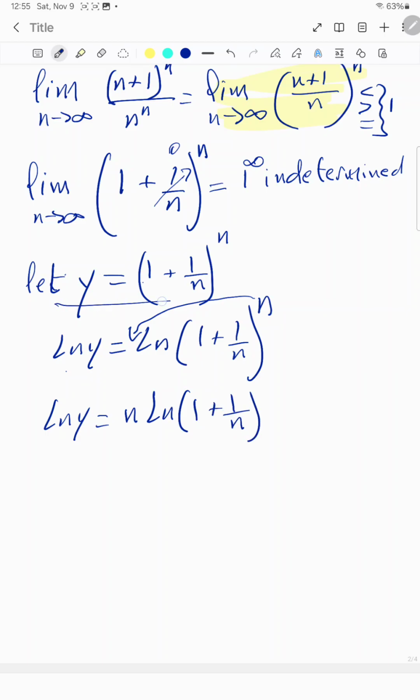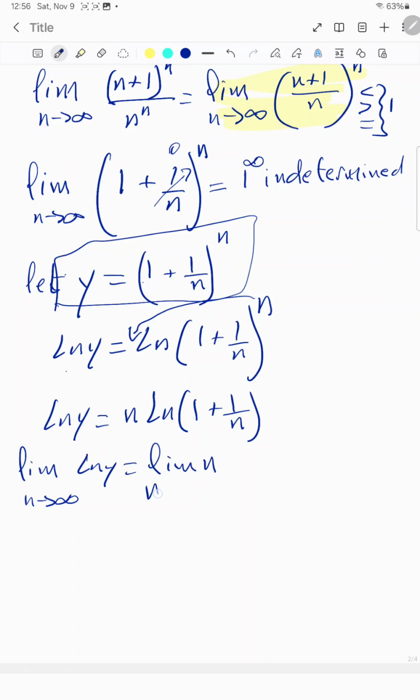Because my y is equal to this, and now I have ln of y, I'm going to study the limit when n goes to infinity of ln of y, which is equal to the limit when n goes to infinity of n ln of 1 plus 1 divided by n. Let's write it in a more clear way. I will highlight this and add it to the end. So I will work on the right hand side of my equality here, and then I will add the limit of ln of y when n goes to infinity.